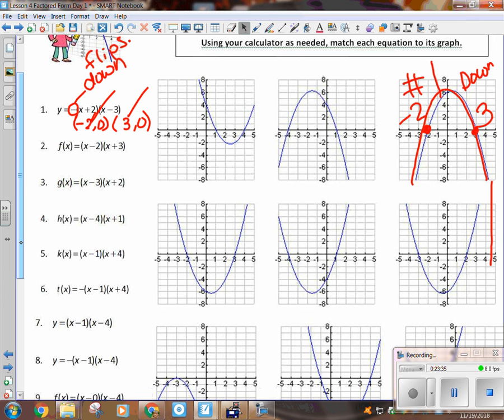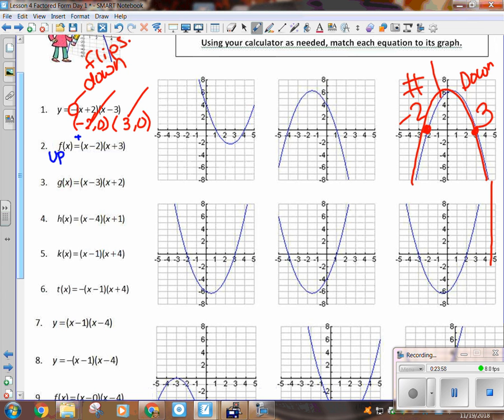When you have factored form, the factors come out. Those are your x-intercepts. They come out opposite. So when I look at number 2, this x-intercept, is this going to flip, turn up or down? Has it got a negative out front? No. It's got a positive. It's implied to be positive. So this one's going to do what? That's going to turn up. I got a bunch that turn up.